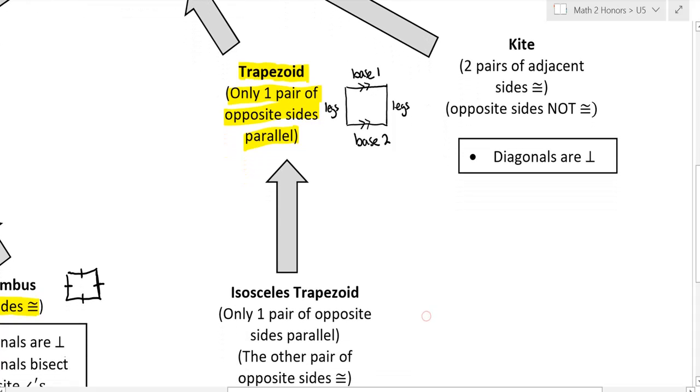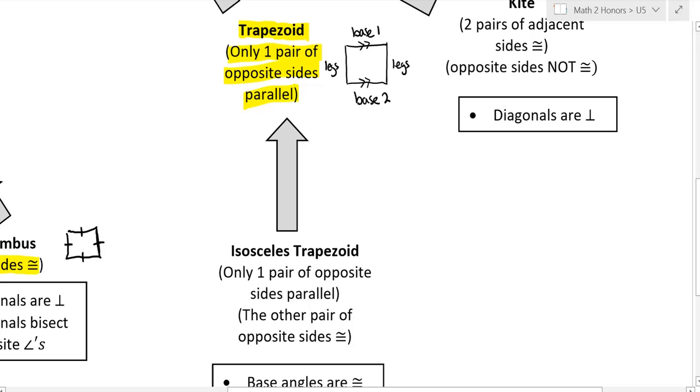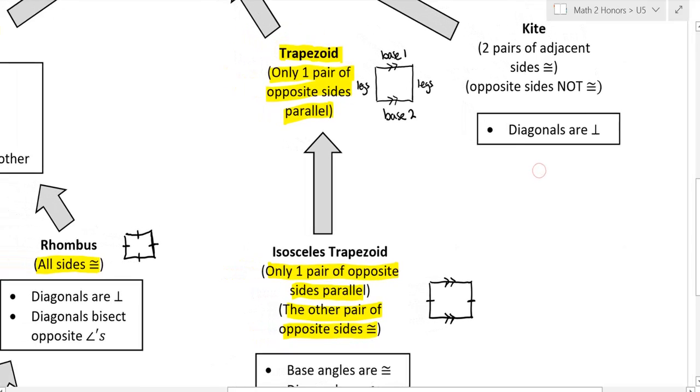There's a certain type of trapezoid we call an isosceles trapezoid, and that would be a trapezoid where the legs are congruent. So we have one pair of opposite sides parallel and the other pair of opposite sides are congruent, so the bases are parallel and the legs are congruent. If we were to draw that, we'd show maybe the top and bottom parallel, or you can do the left and right, it doesn't matter, and then the other two sides would be congruent. The parallel sides will not be congruent, but the legs would be. And that's what we mean by an isosceles trapezoid.